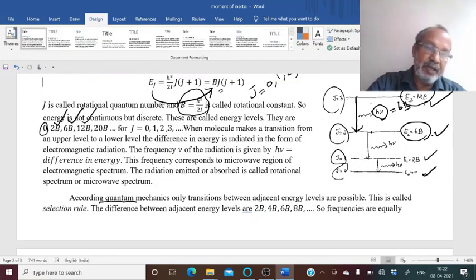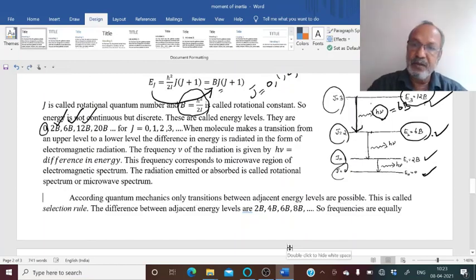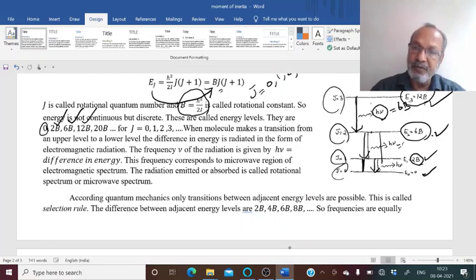According to rules of quantum mechanics, we can have transitions between adjacent energy levels only. That means this transition is not possible. So these are the only possible transitions. In this particular case, the difference in energy is 2b. So h nu is equal to 2b. In this case, the difference in energy level is 6 minus 2, that is 4b. And this energy difference is 6b. So here h nu is equal to 4b, h nu is equal to 2b, and here h nu is equal to 6b.